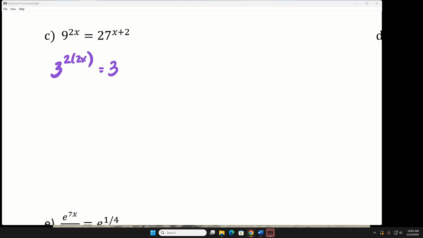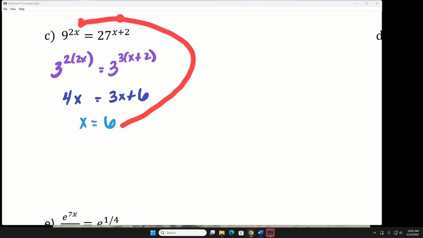All right, and then 27 is 3 to the third. And again, we're going to multiply by the old exponent. All right, and then once the bases are the same, we can just set the exponents equal. I am going to go ahead and multiply through. And then just solve it for x by subtracting 3x, and that is it. So I should be able to take 6, put it there. So 9 to the 12th is the same as 27 to the 8th. You'll just have to trust me, or you could check it in the calculator if you wanted.